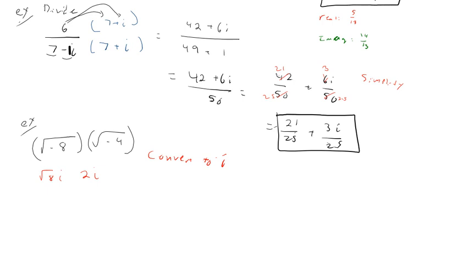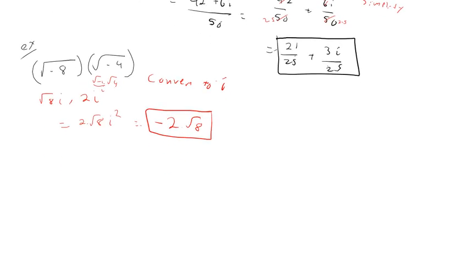Multiply now these two together. You're going to get 2 root 8 i squared. i squared is negative 1, so it's negative 2 root 8. So sometimes you will have some questions where you'll have to do some converting to i. Just one quick last little thing about when you see square roots of negatives, make sure you turn those into i's.